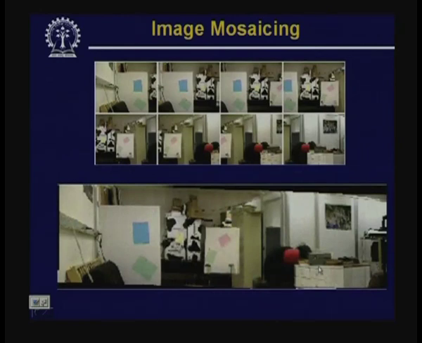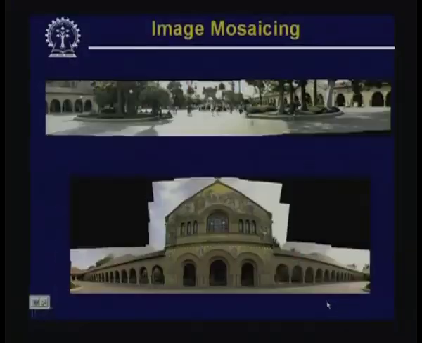This shows another mosaicing example where this bottom image has been obtained from the top 8 images. So, all these top 8 images have been combined properly to give you the bottom image. So, this is the mosaic image that we get. So, with this we complete our discussion on image registration. Now, let us have some questions on today's lecture.